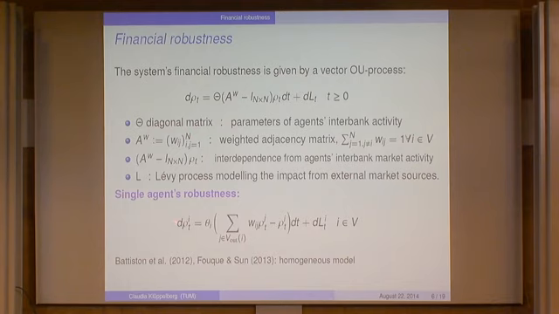Yeah? So we have this agent's interbank activity parameter, and then we have this Ornstein-Uhlenbeck structure, but actually here we have a random object, and this random object gives you the interaction between I and all the others. So that's what you see here. So that's a weighted mean of all the creditors. So that means the financial robustness of bank I is influenced by all its creditors. So that's the idea.